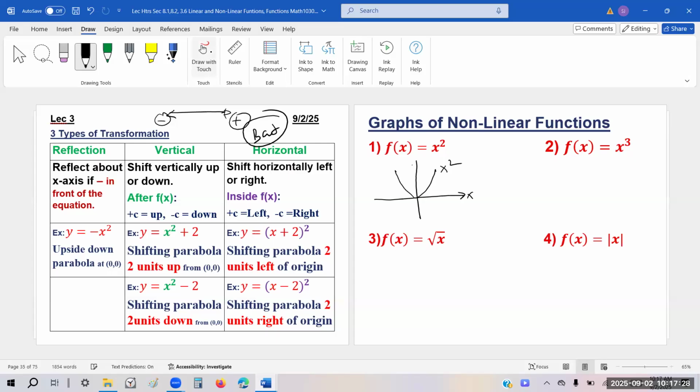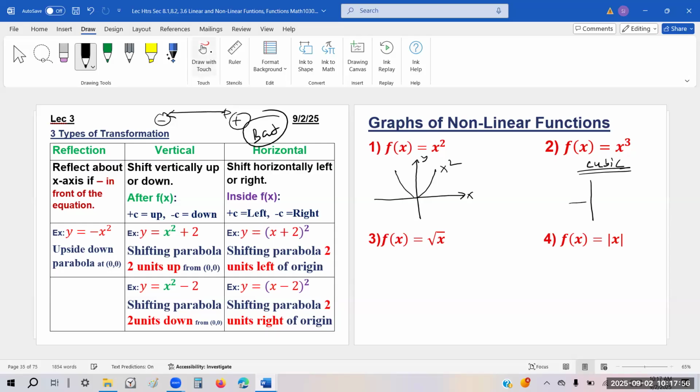So this is x, this is y. Anytime you see any transformation with the square, that means you're taking this parabola and moving it left, right, or up, down. The second type is the cubic function. Cubic, because it's a cube power.